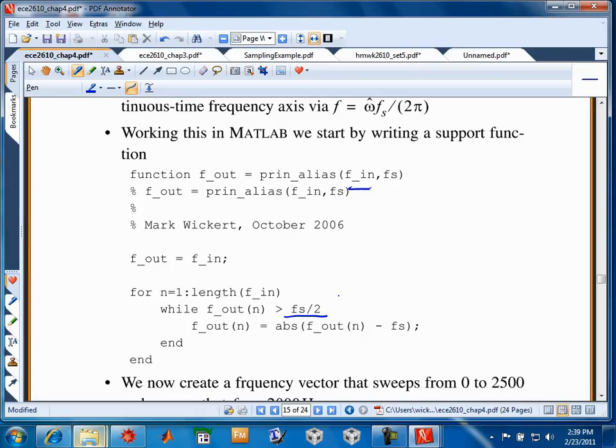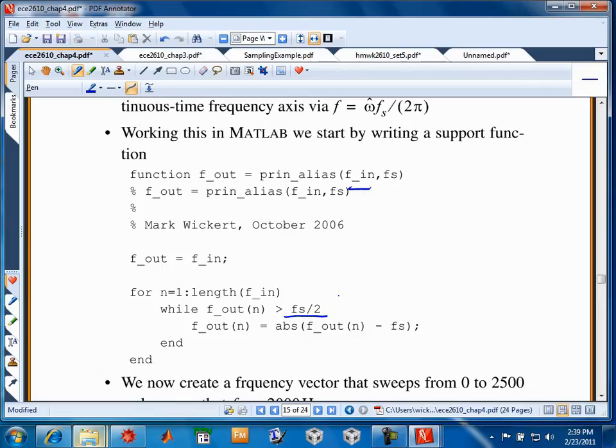So when it first subtracts fs from f out, it gets it to within a delta of fs, and if that absolute value is not less than fs over 2, then the next loop it subtracts fs again and sees if it's within fs over 2 delta of that next multiple of fs, and it keeps doing that until it gets a hit, and then it stops.